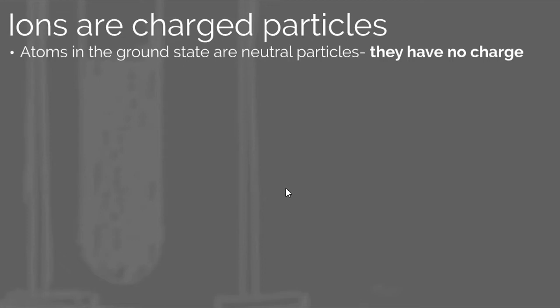So remember that when we see atoms in their ground state, the way we find them on the periodic table, they are neutral in charge because they have the same number of protons and electrons. Remember that protons are positive and electrons are negative, and so when you have the same number, they both cancel out. So in total, our ground state elements and atoms have no charge.